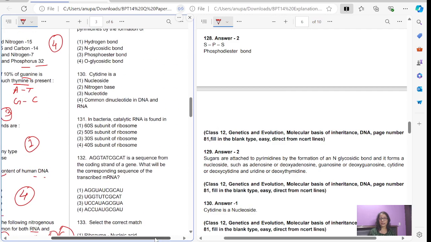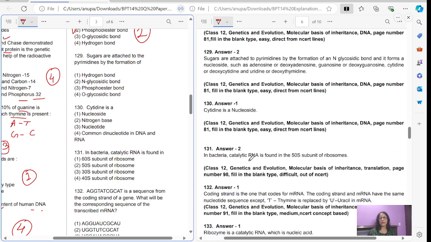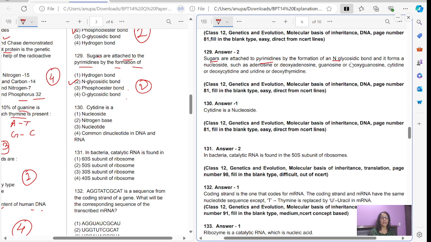Now let's move to question number 129. It states that sugars are attached to the pyrimidines by the formation of, and the options are hydrogen bond, N-glycosidic bond, phosphodiester bond, O-glycosidic bond. So the answer of this question will be option 2, N-glycosidic bond. Sugars are attached to pyrimidines by the formation of an N-glycosidic bond, and it forms a nucleoside, such as adenosine, guanosine, cytidine or uridine. These are nucleosides.